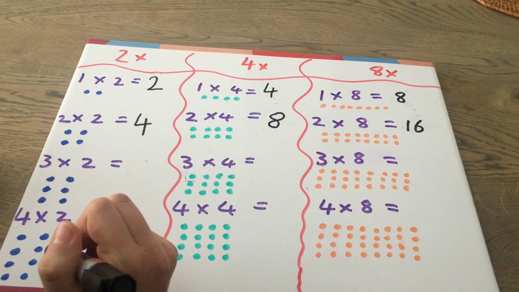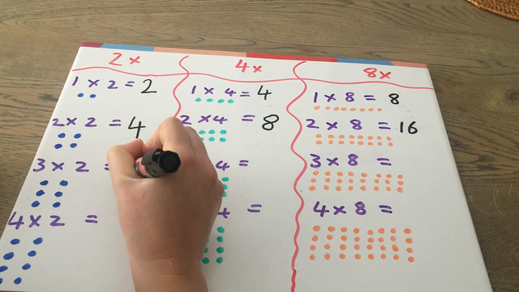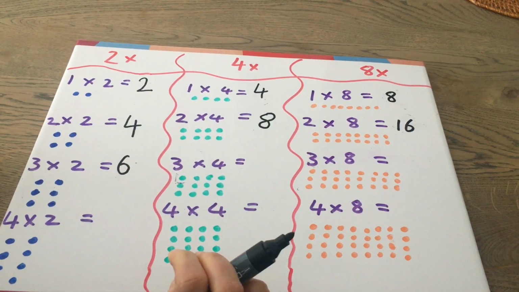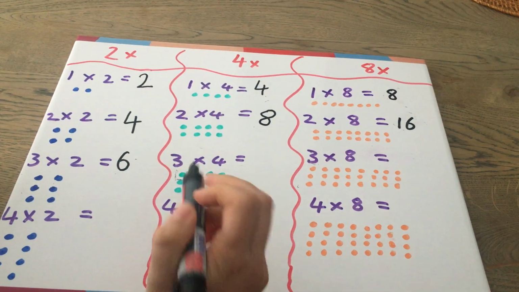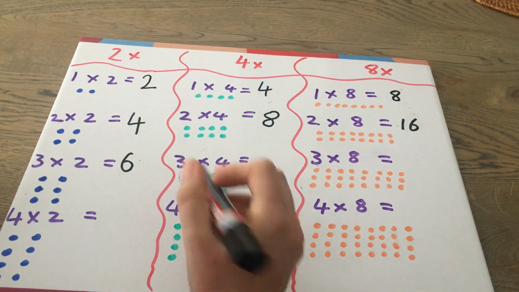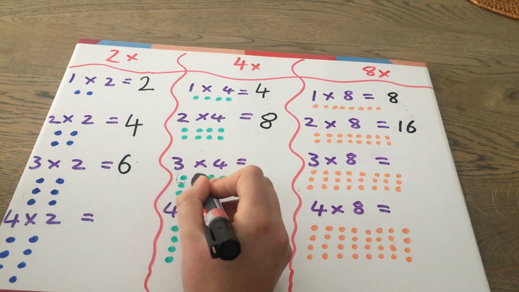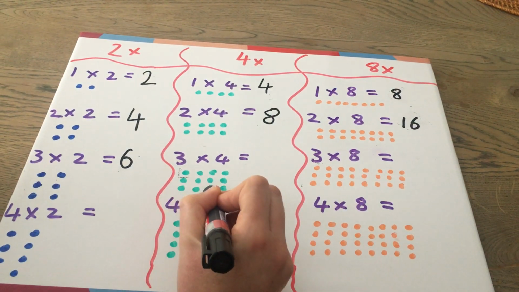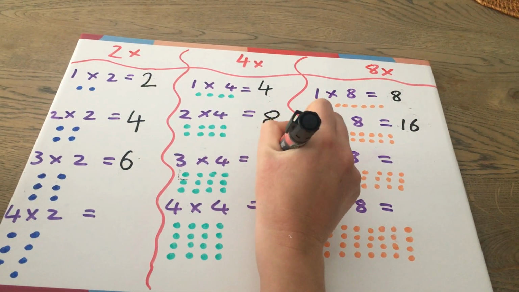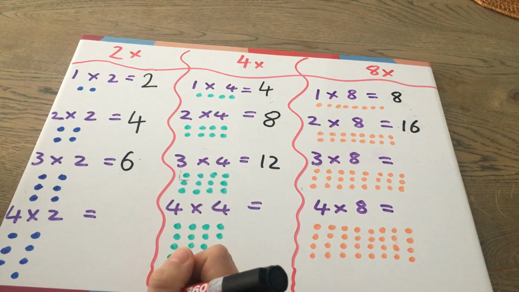Okay. Coming down here, 3 times 2. Again, you can use the array to help you, but we already know that that's 6. 3 times 4. Now all you need to do is double 6 in this case, or you can use the array to help you. Let's have a look. 1, 2, 3, 4, 5, 6, 7, 8, 9, 10, 11, 12. Double 6 is indeed 12.